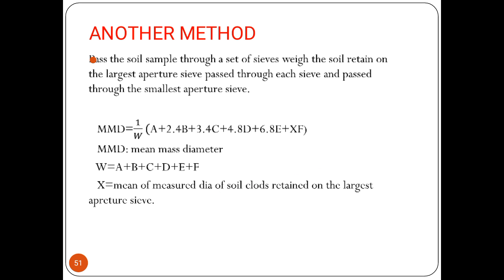Now, another method to measure the MMD is the mass of the soil sample through a set of sieves, where the soil retained on the largest aperture sieve passes through each sieve and through the smallest aperture sieve. Therefore, MMD is calculated by this formula, where MMD is the mean mass diameter and W is equal to the summation of A, B, C, D, E and F, where X is the mean measured diameter of the soil clod retained on the largest aperture sieve.